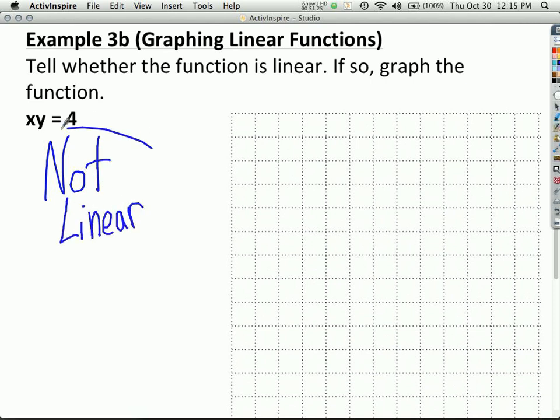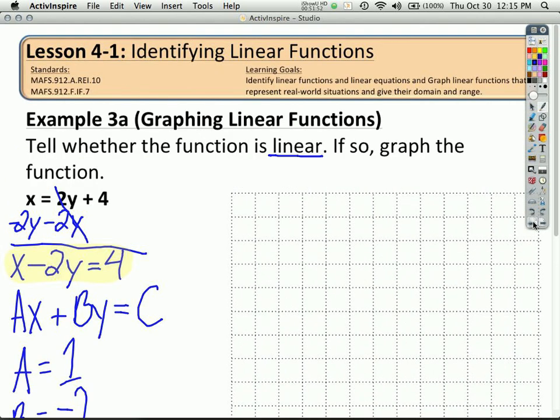Any comments or questions about that? Tristan, yes. How do you graph it? You're not going to learn how to graph this until you get to Algebra 2. If I have a moment, I'll try to show you what it looks like. I can do it using a computer program. Okay? So, if it's not linear, then you don't have to graph. For your homework, if it is linear, you do have to draw the graph. Okay?